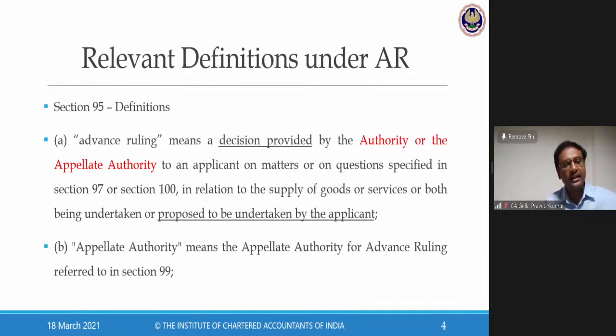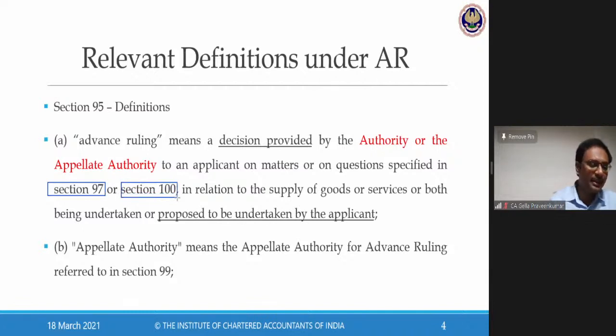What is an appellate authority? It means an authority one step above the authority of advance ruling, who hears a matter of dispute. Now, a decision given by the authority or the appellate authority, to whom? To an applicant, on matters or questions specified in section 97 or section 100. For your clarity, I'll explain this in detail. Section 97 is where an application is filed by the applicant. Section 100 is where an appeal is referred to the appellate authority.